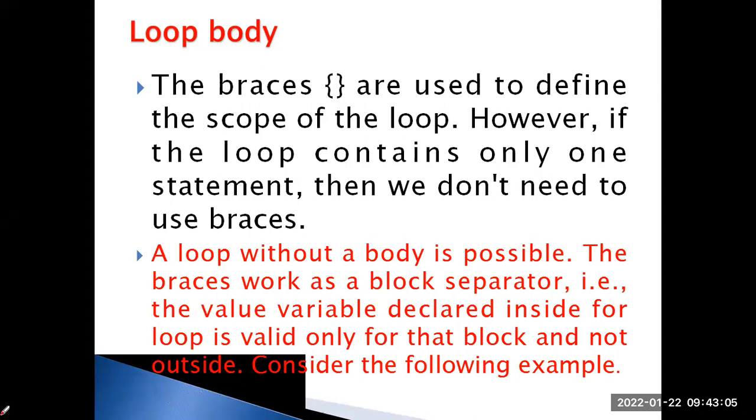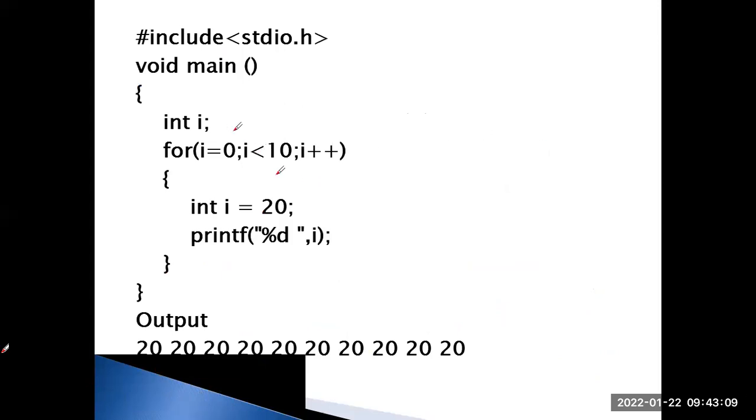Consider the following example. In this example, just see here, we have declared the variable i, and it is outside the loop. Here initially i equal to 0 and i is less than 10. Since 0 is less than 10, it goes inside the loop. Inside the loop, one more local variable you have defined, that local variable i equal to 20.